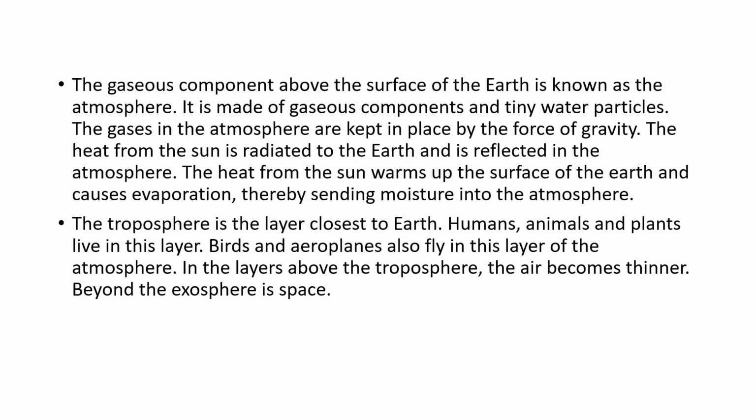The heat from the sun warms up the surface of the earth and causes evaporation, thereby sending moisture into the atmosphere. The troposphere is the layer closest to the earth. Humans, animals, and plants live in this layer. Birds and aeroplanes fly in this layer of the atmosphere. In the layers above the troposphere, the air becomes thinner. Beyond the exosphere, there is space.